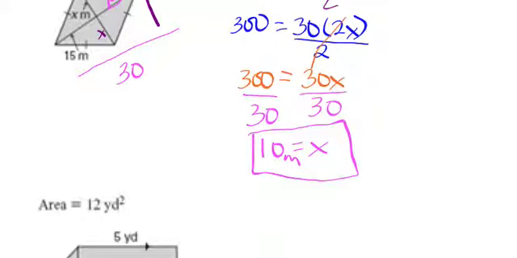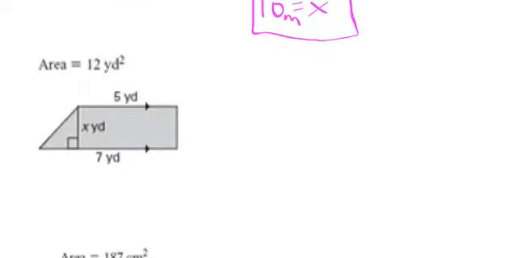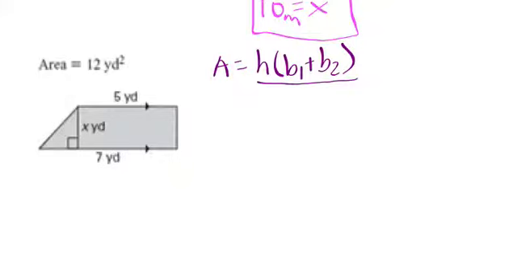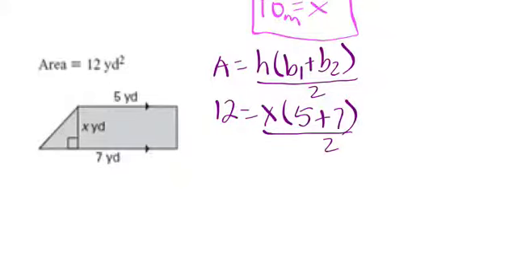The next one is a trapezoid. And in this trapezoid problem, we do not know the height. So we're going to fill in what we do know. We do know that the top base is 5 in length and the bottom base is 7 in length. So remember that the formula for trapezoid, the area is the height times the sum of the bases, all divided by 2. The area is 12, and the height is unknown, and then one base is 5 and the other is 7, and then over 2.